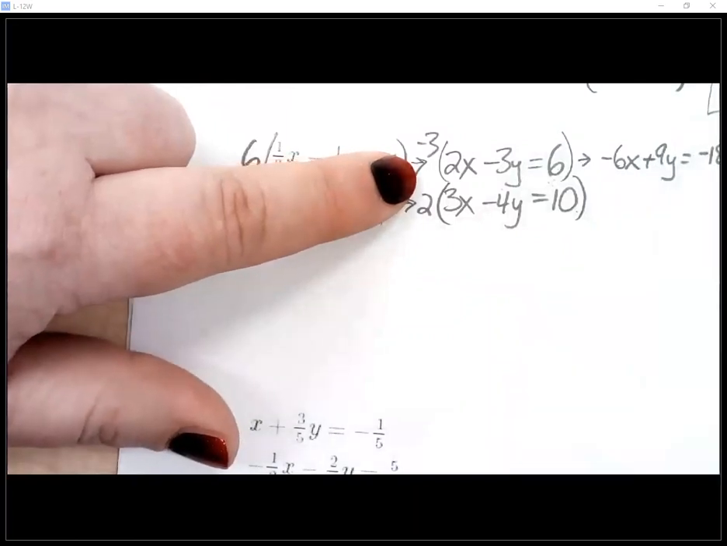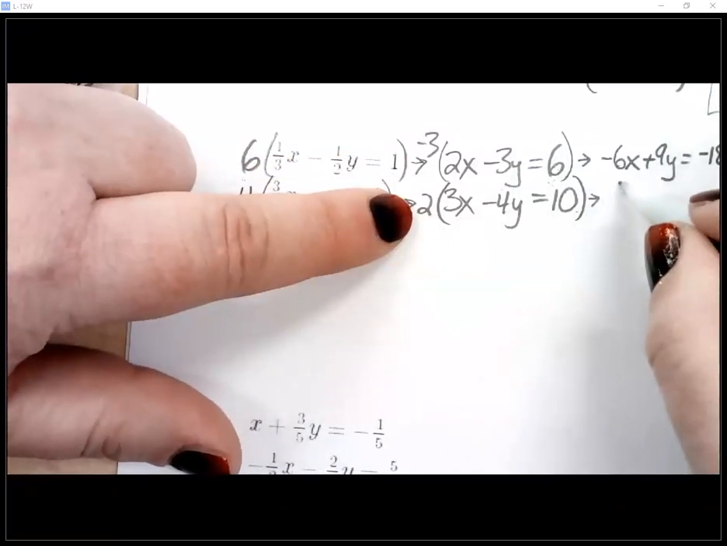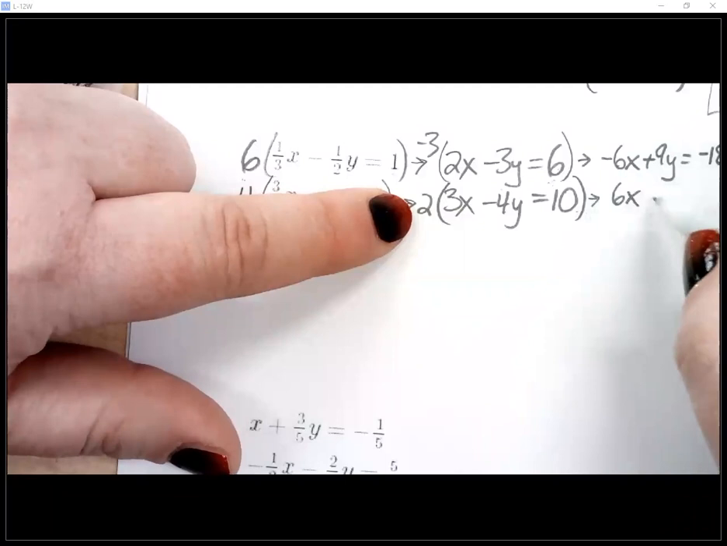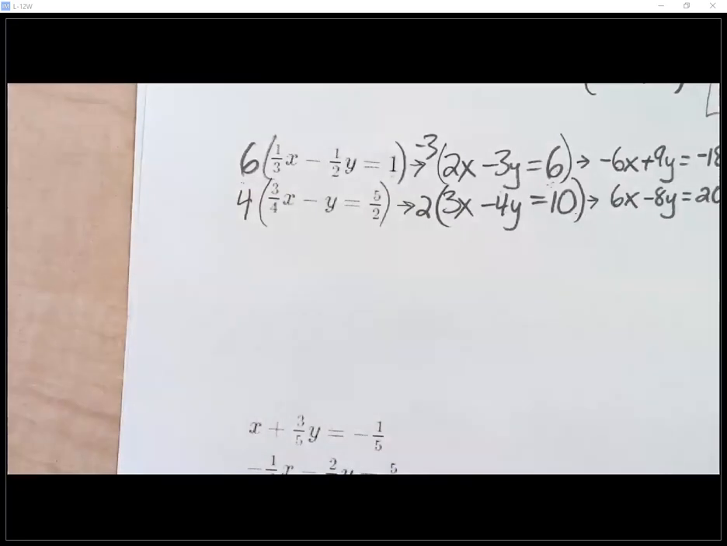And then on the bottom, +6x minus 8y equals 20. And now I do have that pair of opposites that I was hoping for. So now I can just add my equations together.